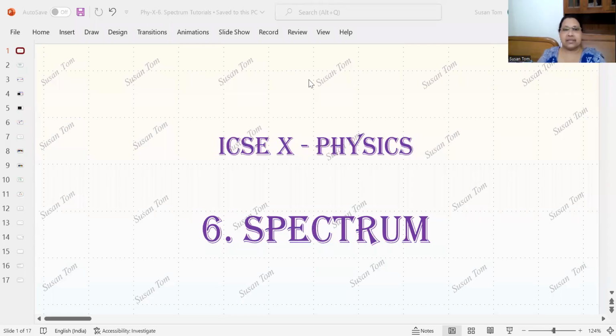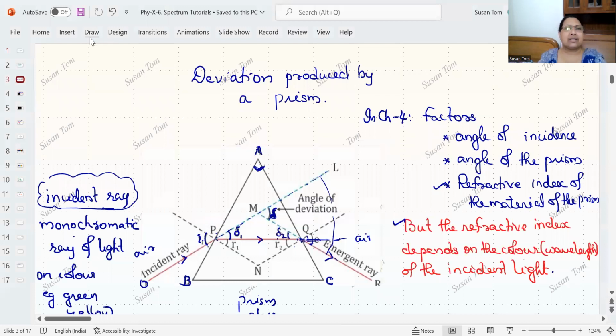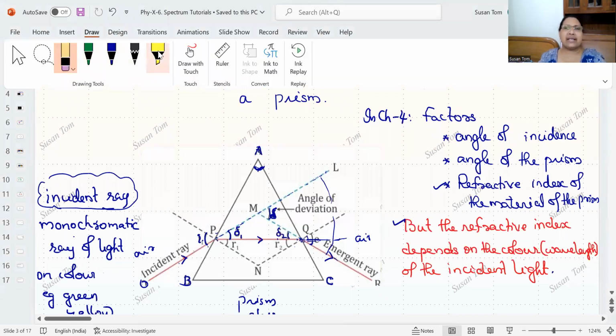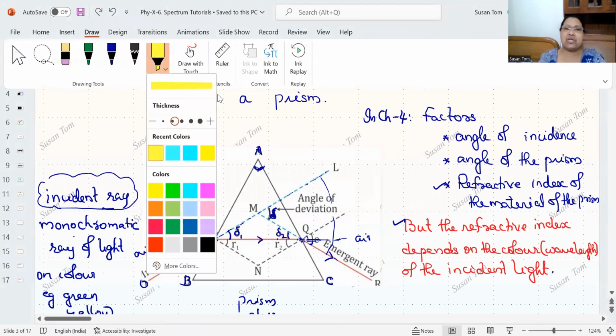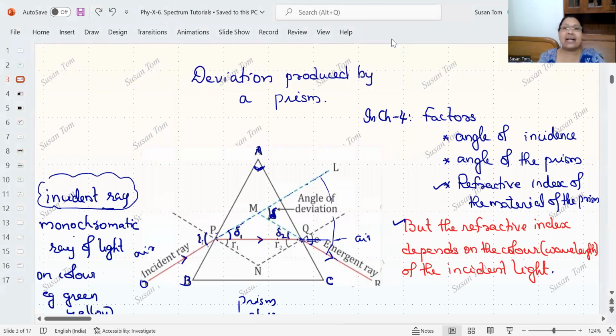Okay, children. Spectrum chapter. In chapter 4, we studied about the deviation produced by a ray. That time, the incident ray like this, when we took, that was actually containing one color. We were not mentioning it exactly, but in some questions, it was mentioned also: a monochromatic ray of light. So it was written a monochromatic ray of light.